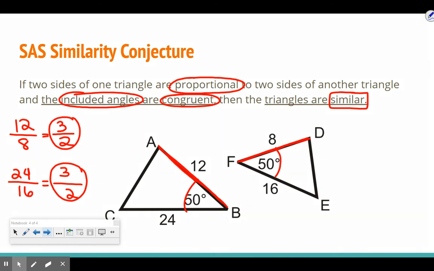So meaning triangle ABC is similar to triangle DFE. Again, order matters, so make sure you have the correct angles and sides matched up.